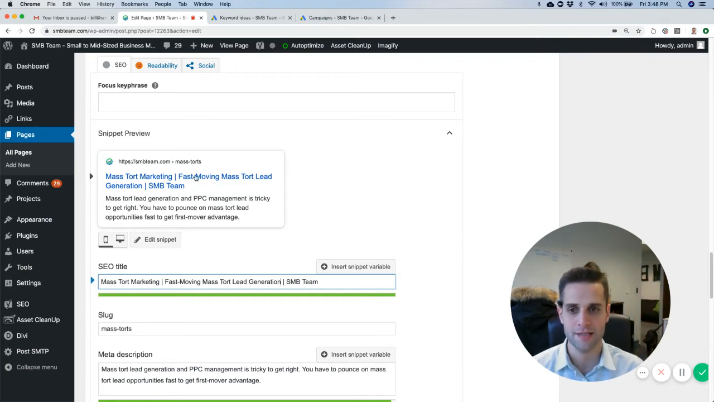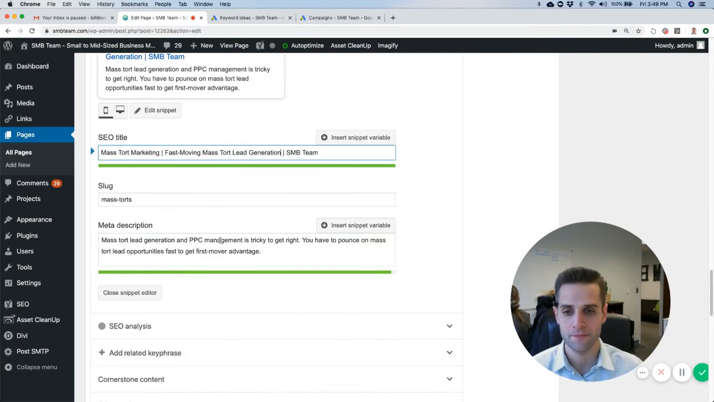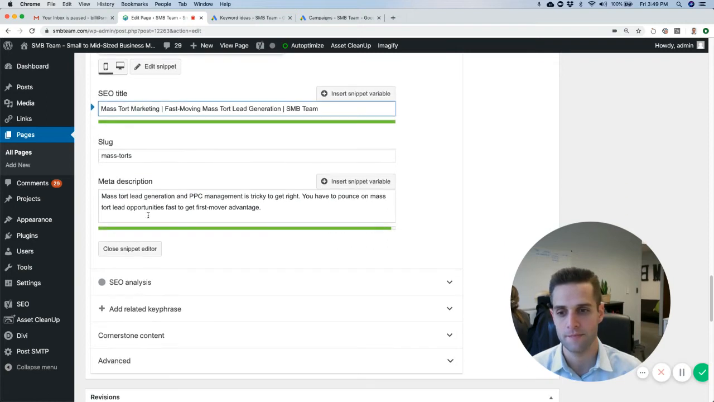The reason I'm saying fast moving is because that's what's most important to them, okay? When a mass tort lawyer notices that a case broke, we get calls that say, hey, we need you to turn on these campaigns overnight, sometimes in a matter of hours, so that they can be the first person to have ads up for the case that just broke. So that's what's most important to them. But I also strategically threw a second keyword in there, mass tort lead generation, which is also on our page, right? So now I have mass tort lead generation again here. And then I have PPC management as another keyword.